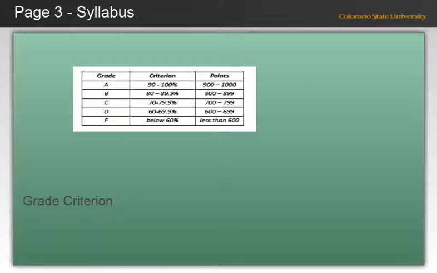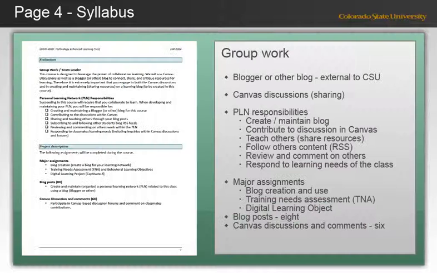The grade criterion in the class is a straightforward grading scheme, so no pluses and minuses. It's listed in the syllabus. A bit of the work in this class will be collaborative. We'll work in groups to learn. That is one of the major themes of the course, and we'll really try to model that. So one of the things that you're going to need to do is to create a blog or other blog external to CSU where we can connect to learn. The Canvas discussions will also be used to create an environment where we can share.